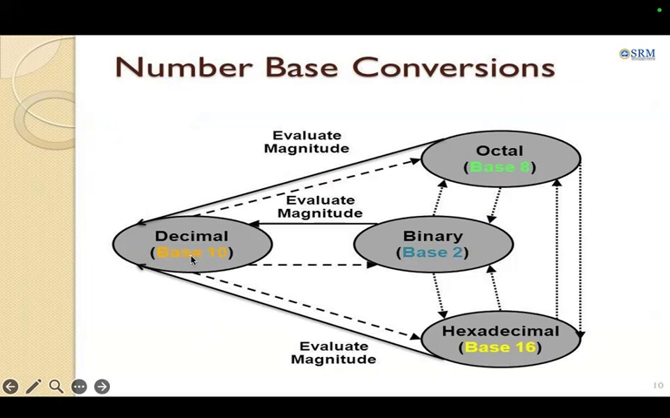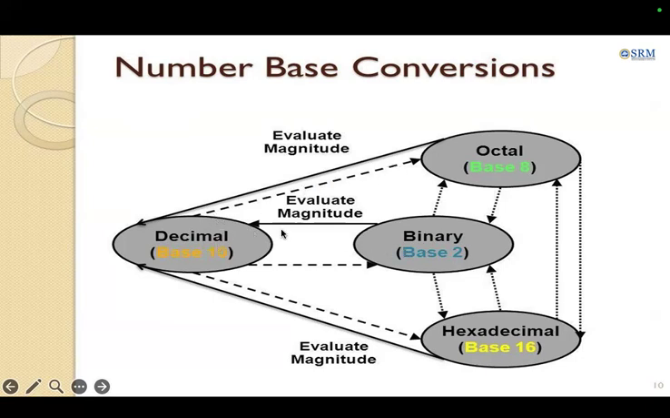This can be the relationship, a short memory aid you can have to convert between the different number systems: decimal, octal, binary, and hexadecimal. Decimal to octal you can convert indirectly, but octal to decimal you can convert directly. So the dotted lines represent an indirect conversion.